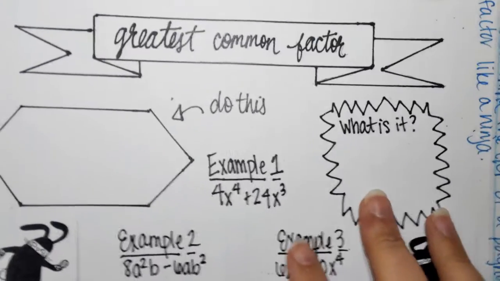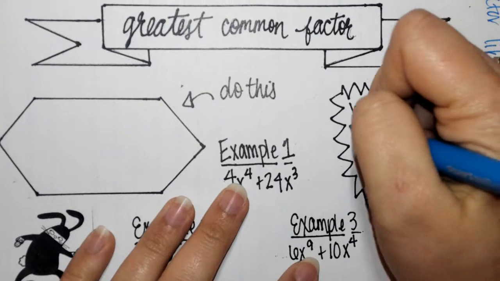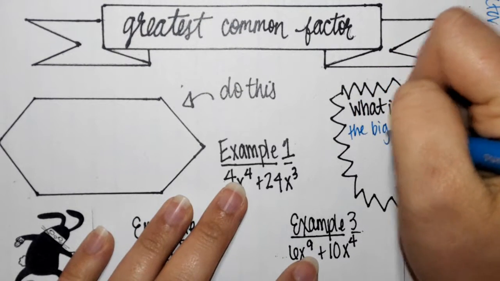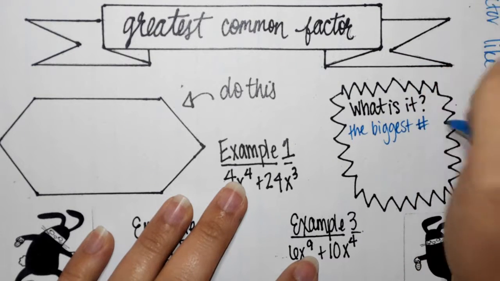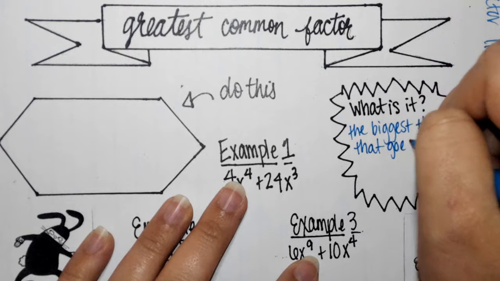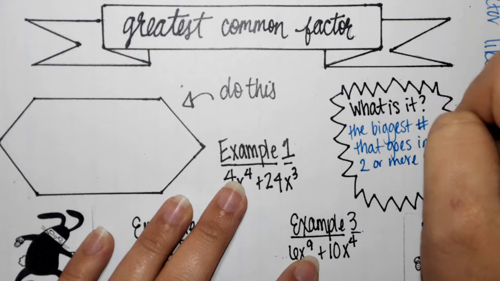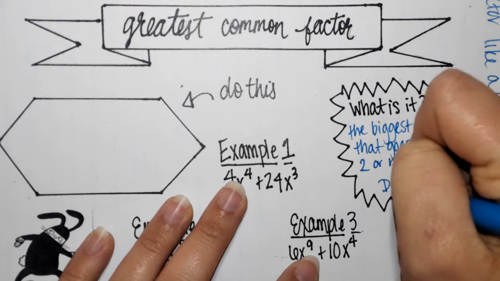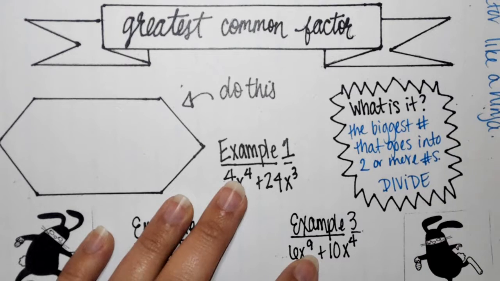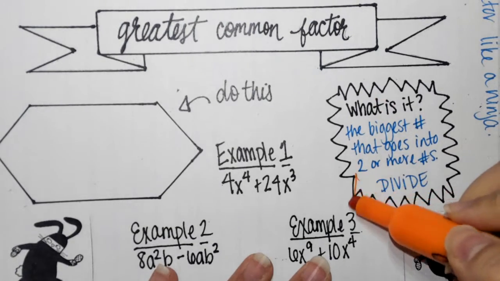So on our what is it side, we're going to write that it's the biggest number that goes into 2 or more numbers. And we have to divide. Divide, divide, divide. Do we agree so far? Lovely.